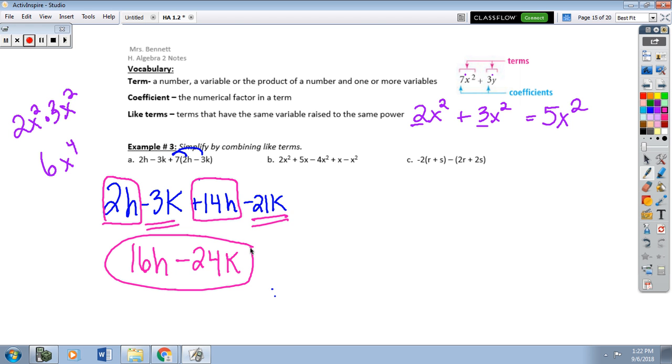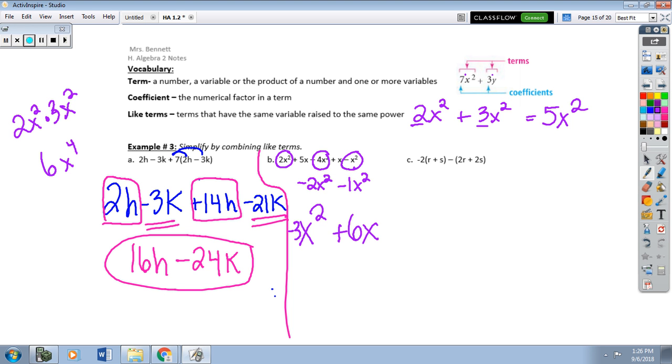See if you guys can try examples B and C on your own, and then we'll go over those answers before we look at our geometry problem. More than one like term. So in this one we have 2x squared, a minus 4x squared, and a minus x squared. So 2 minus 4 is negative 2, and then minus x squared is really minus 1x squared, which would get me a negative 3. And then our x's we got correct, which was 5x plus 1x, which is 6x.